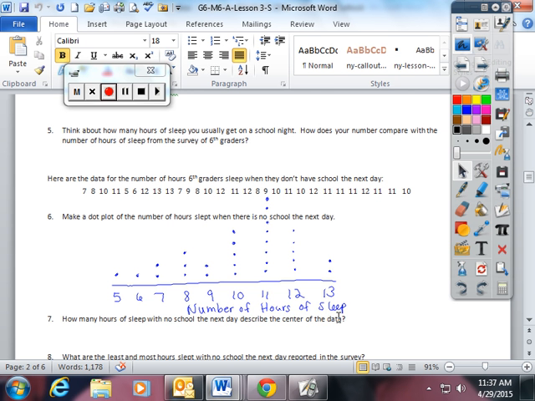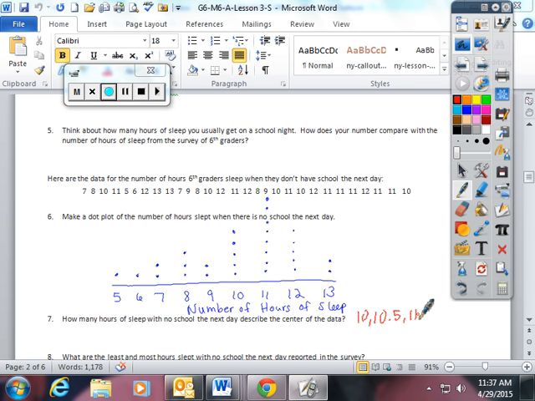To answer the questions based on this, number 7: how many hours of sleep with no school the next day describe the center of the data? Okay, and again, I do that by counting: there's 2, 3, 4, 5, 6, 7. I'm going to count in 7 from this side, 1, 2, 3, 4, 5, 6, 7. I'll count in 2 from here, 2 from here, and there's 5 here, 5 here. I'm going to say for number 7, I would take 10, 10.5, and also 11 as appropriate measures of center.